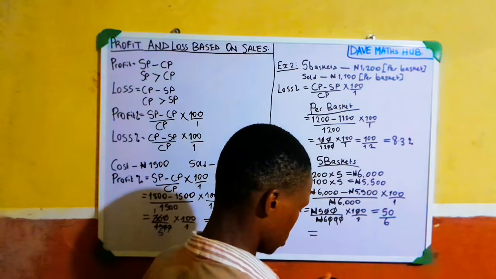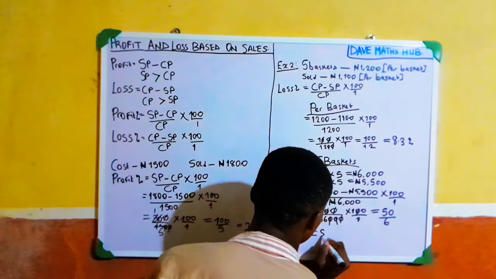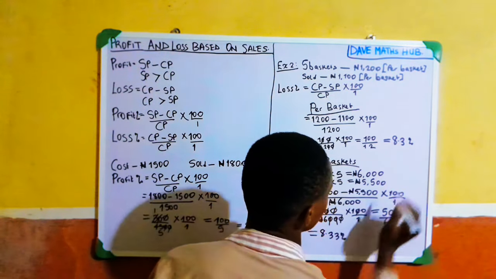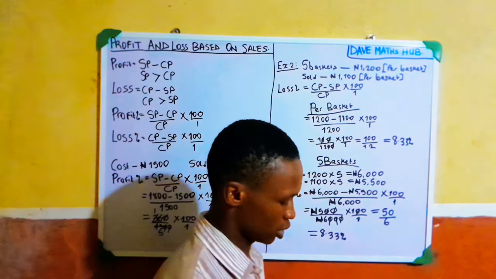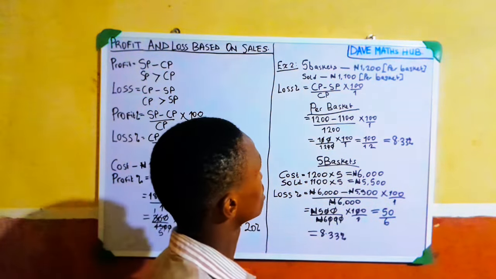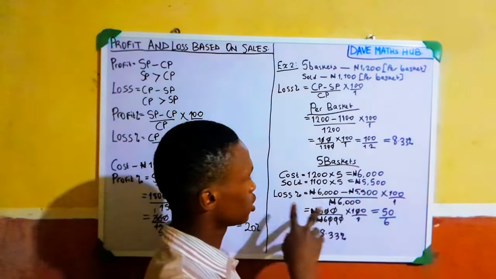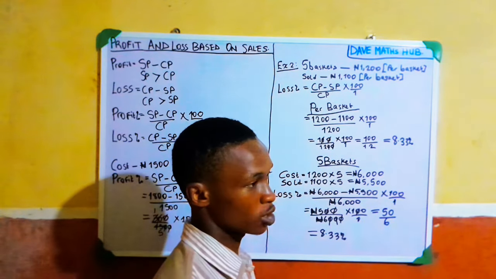50 divided by 6, giving us 8.33 percentage, same as this 33. So you see, if you calculate per basket, we're having a percentage of 8.3. Then if you calculate as a whole, we're also having a percentage of 8.3.